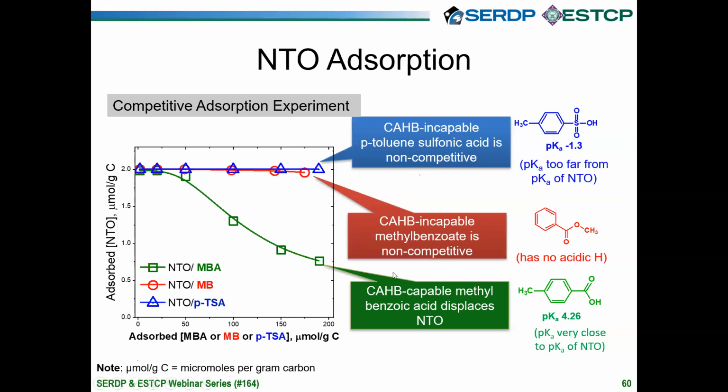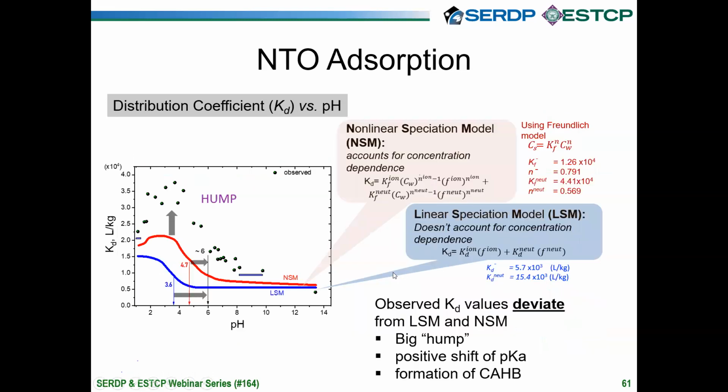So another piece of evidence we have gathered is the distribution coefficient of NTO over a pH range. As you can see in this figure, the black dots represent the experimentally measured KD values of NTO. We then used 2 different models to predict the KD values. One is a linear speciation model, one is a non-linear speciation model. I'm not going to go into all the details here, but as you can see, our measured KD values clearly deviate from both models.